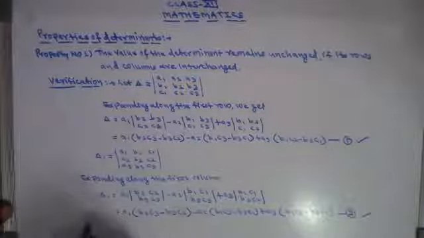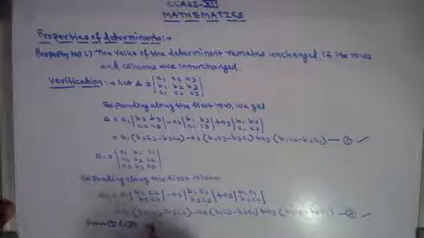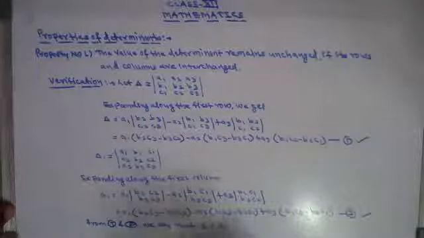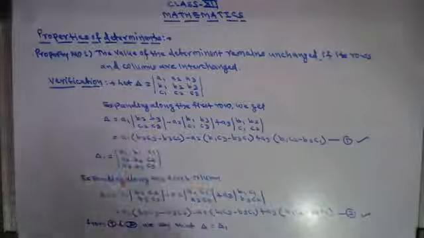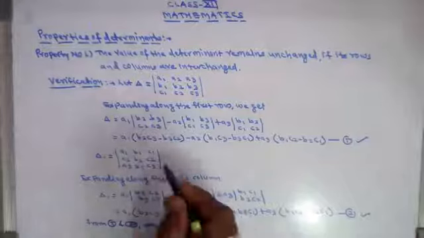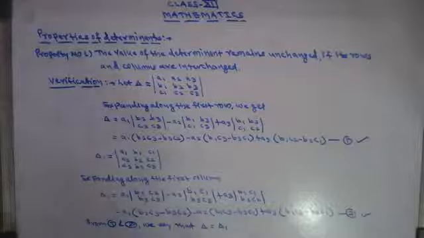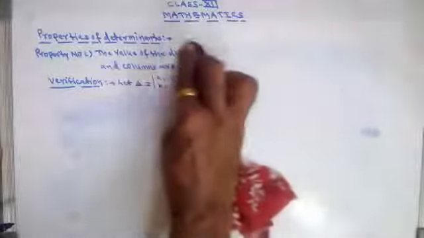That is, from 1 and 2 we say that delta equals delta 1, meaning this determinant delta, and after interchanging the rows and columns, delta 1, are equal. So this is the first property. So students, you remember the first property. Okay, now we can take one example also. Take an example and see whether the values are the same or not. So we take a proper example.